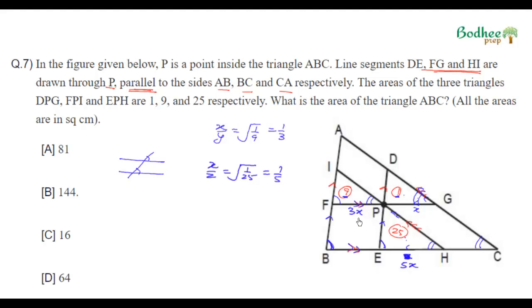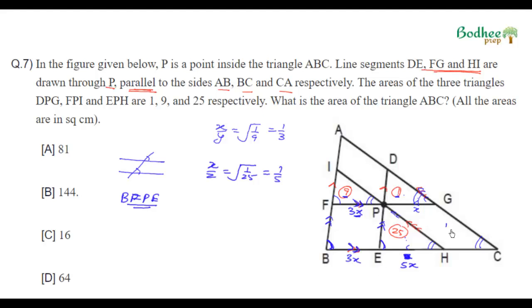Now further we can see that this quadrilateral BFPE is nothing but a parallelogram. Why? Because this angle is equal, this angle is equal, or we can say that these two are parallel, opposite sides are parallel. Here again the opposite sides are parallel. So what is a parallelogram? If both pairs of opposite sides are parallel, then this is a parallelogram, and in a parallelogram the opposite sides also become equal. Thereby if this is 3x, then this also becomes 3x.